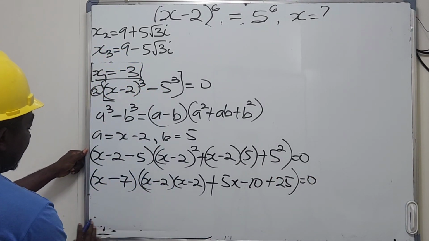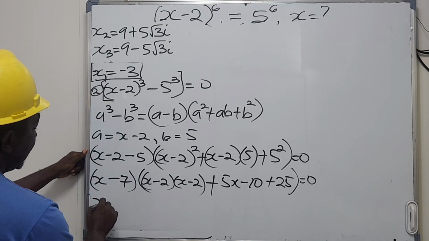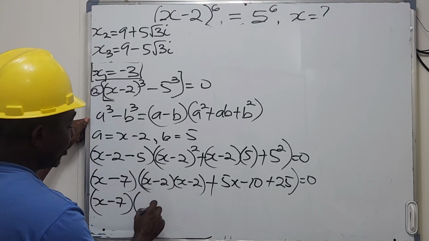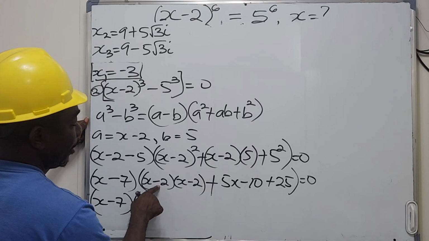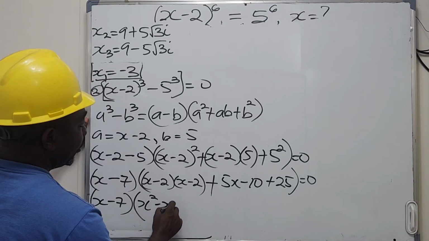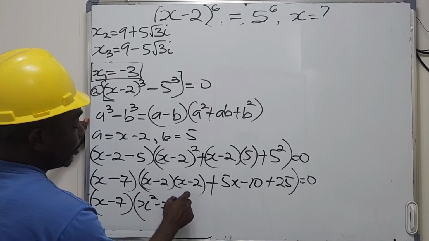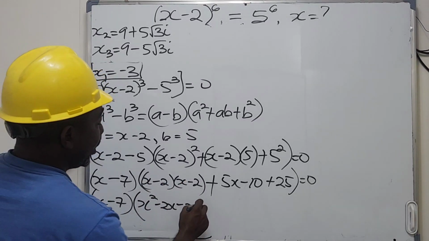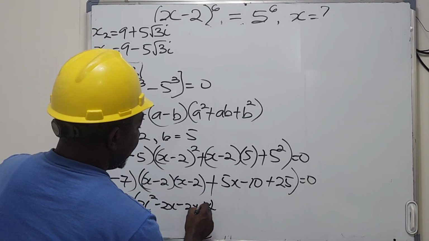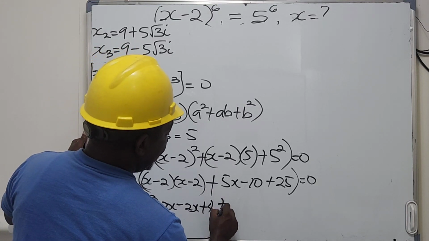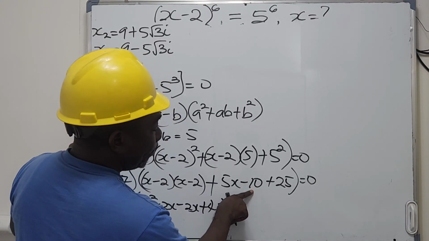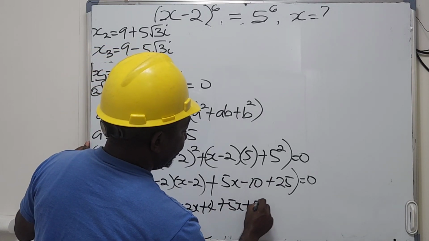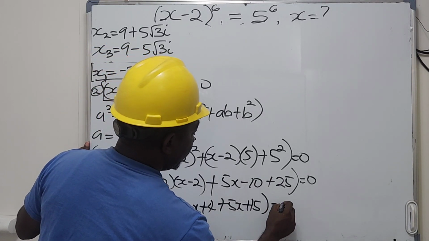So evaluating this is going to give us x minus 7 into x times x, we have x to the power of 2, minus 2 times x, we have minus 2x. Then we have x times minus 2, we have minus 2x. Then minus 2 times minus 2, we have plus 4. Then this will bring down plus 5x. Minus 10 plus 25 will give us plus 15, all equals to 0.